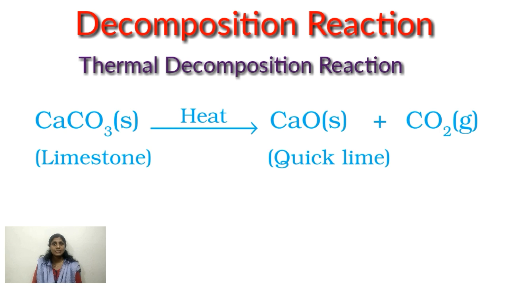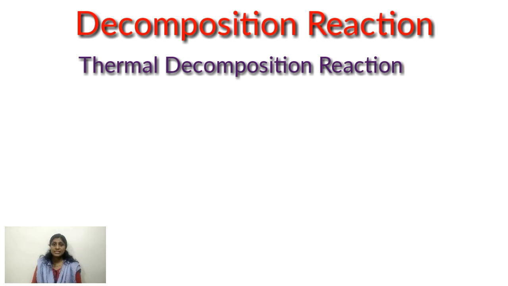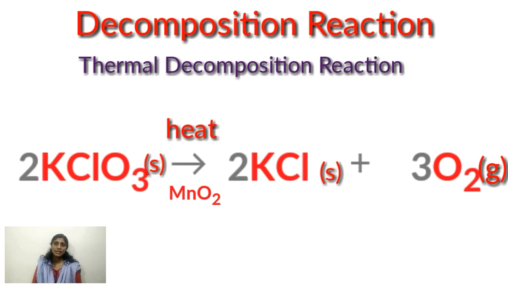In marble also calcium carbonate. Next example, when potassium chlorate is heated in presence of manganese dioxide, a catalyst, it decomposes to give potassium chloride and oxygen. This reaction is used for the preparation of oxygen in the laboratory. The equation is 2KClO3, that is potassium chlorate, a solid, heats in presence of manganese dioxide, MnO2, giving two products, 2KCl solid, that is potassium chloride, plus 3O2, oxygen gas.